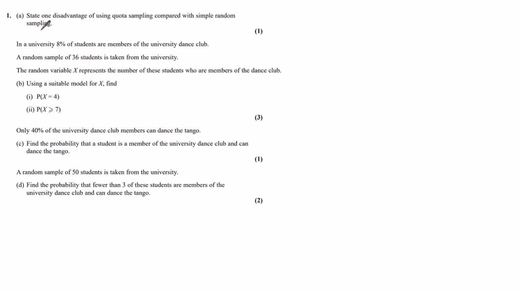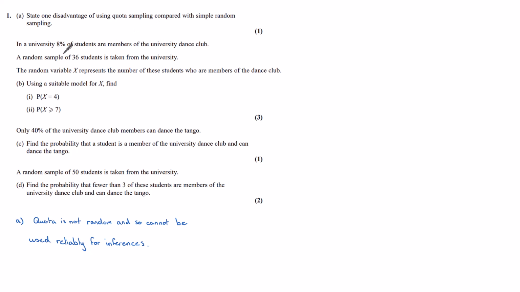Question 1. Part A, state one disadvantage of using quota sampling compared with simple random sampling. Well, quota sampling is when you just grab the people that satisfy the condition that you're looking for and fill up your groups with the first people you come across. So simply, quota sampling is not random, and so it can't be reliably used to make inferences.